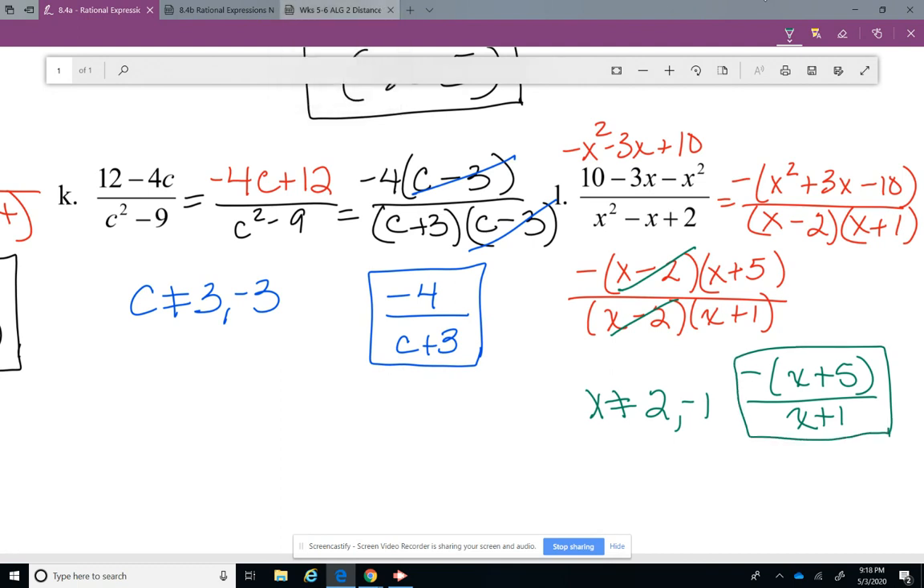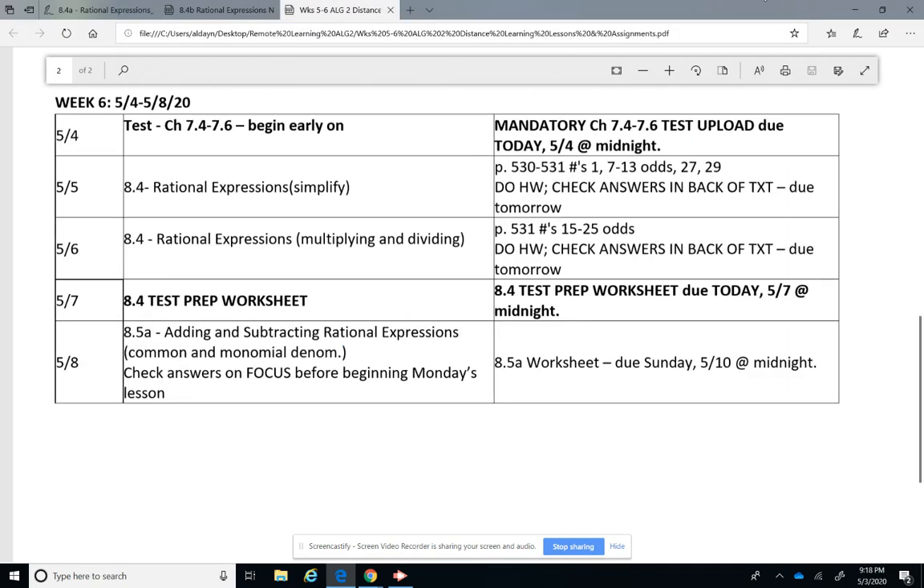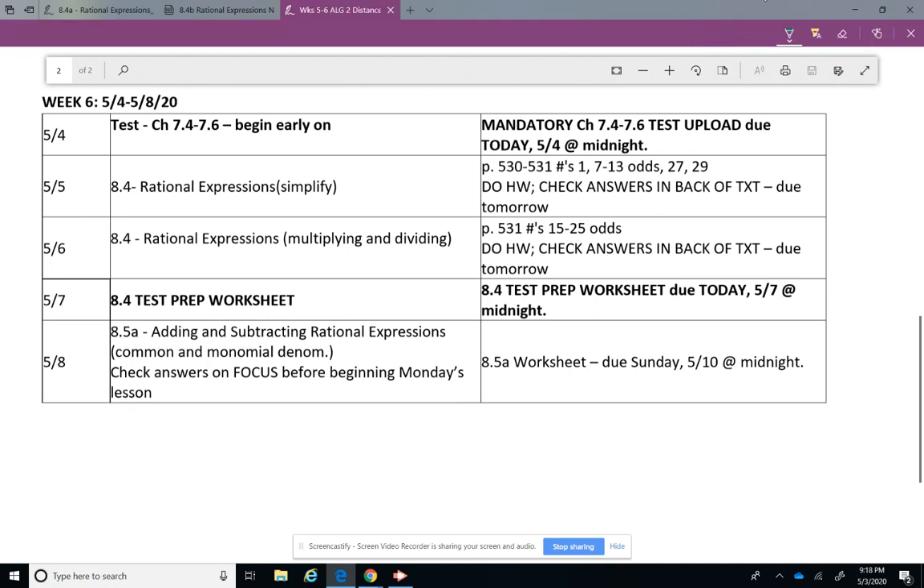All right, let's jump back to our homework assignment. So we just did 8-4. We did rational expressions. We just simplified them. Your homework is page 530 to 531. Problems 1, 7 through 13, odds, and 27 and 29. And then after you do that, check your homework in the back of the book. Make sure your answers match up. That way you make sure that you did it correctly. You don't want to ever learn something the wrong way.